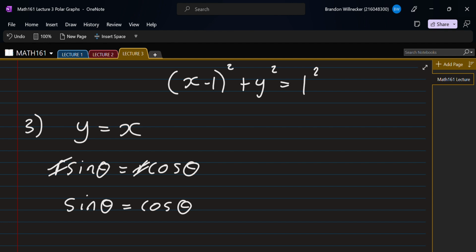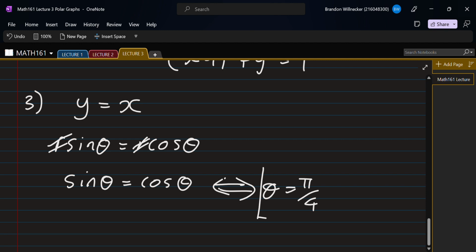Okay, so there's a bit of an issue here, but it's not a big problem. We can solve this for theta. So sine theta equals cos theta. We know that this happens when theta is pi over 4. So remember your special angles. At 45 degrees, sine is equal to 1 over root 2, and cos is also equal to 1 over root 2. So they're the same. So what does this mean? Okay, we don't have r as a function of theta, but we have theta is equal to pi over 4.